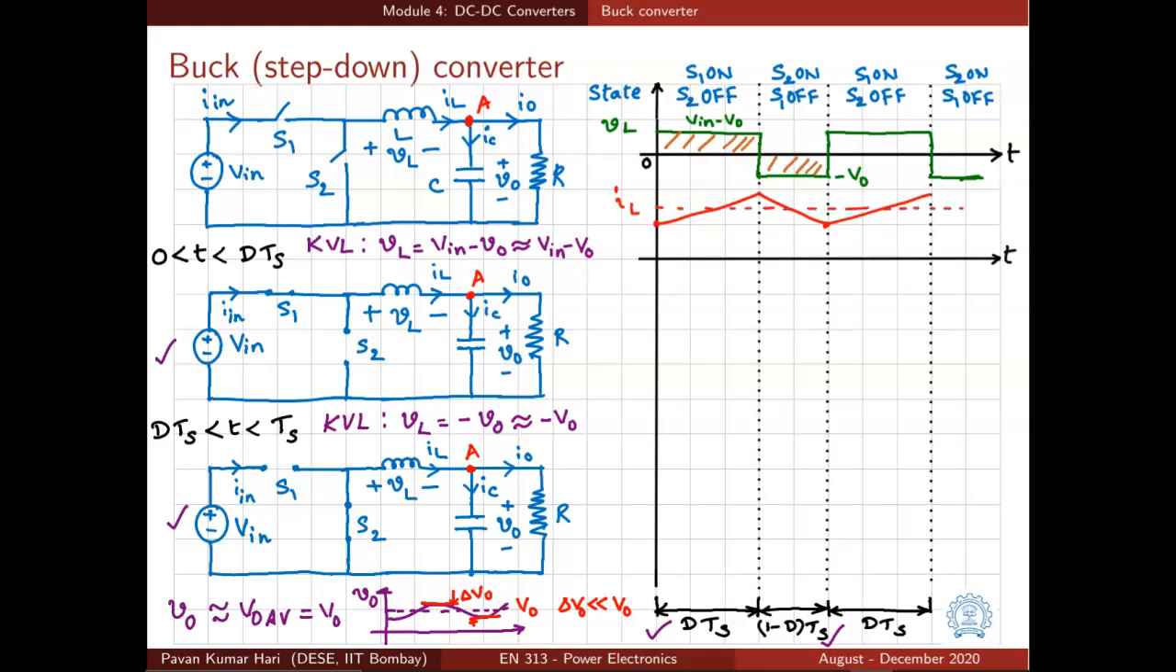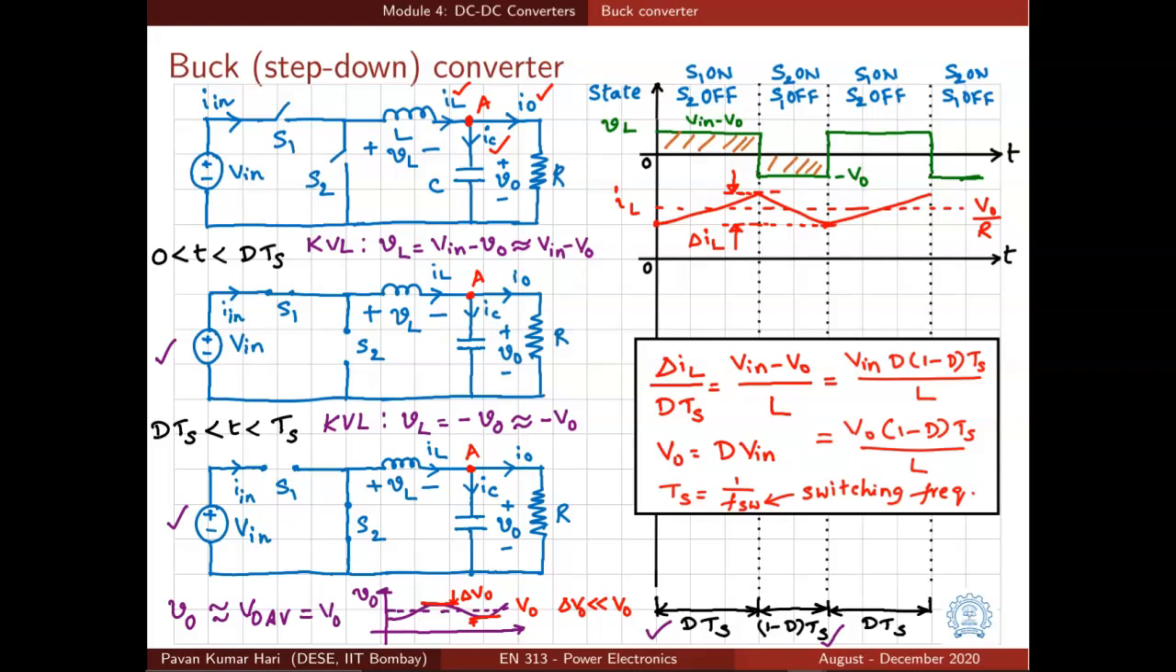And what is the average value of this inductor current? As we know, the average value of capacitor current IC in periodic steady state is 0. So the average value of inductor current should be equal to the average value of IO. That means the average value of inductor current is equal to VO average by R, that is nothing but VO by R.